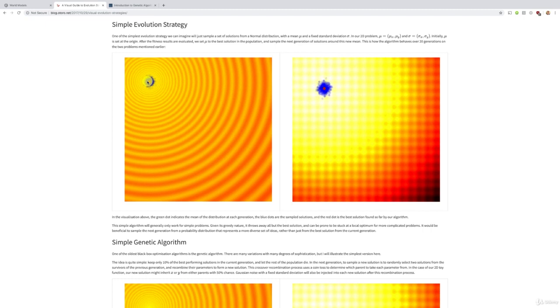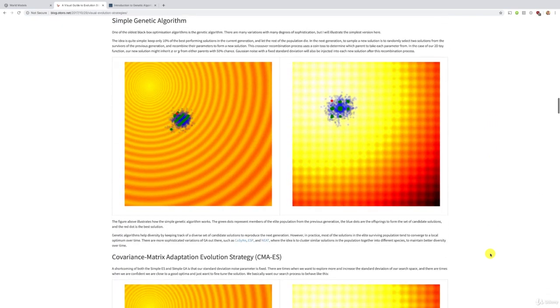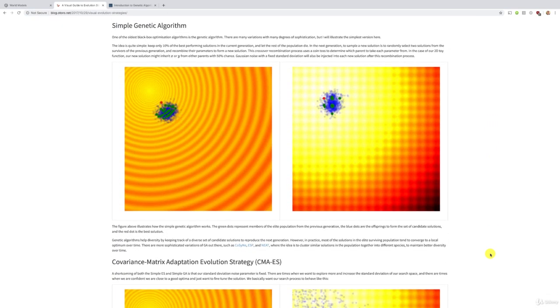So that's the simple evolution strategy, but now let's move on to a more fundamental one, which is the simple genetic algorithm, right? It is based on Darwin's theory on evolution, and it is a fantastic algorithm. We will see that right away. So first of all, it's going to be the same for the simulation. The blue dots are going to be some sampled solutions.